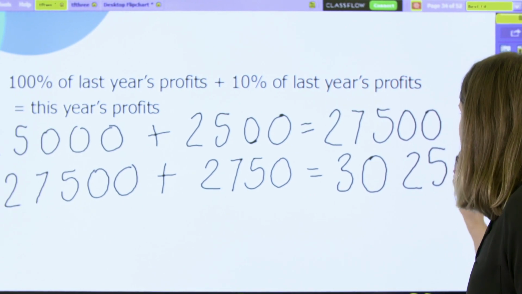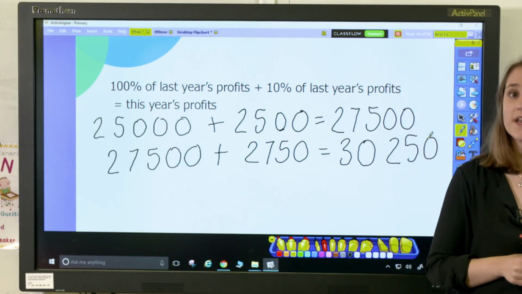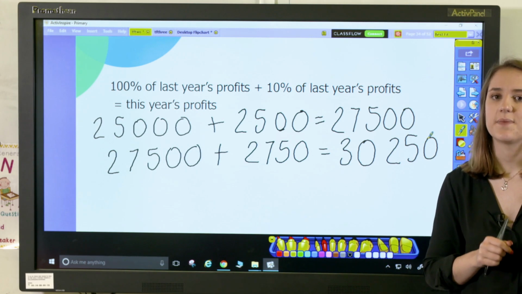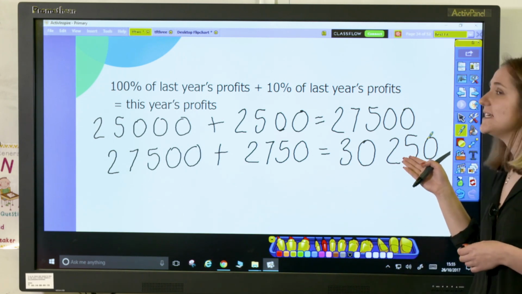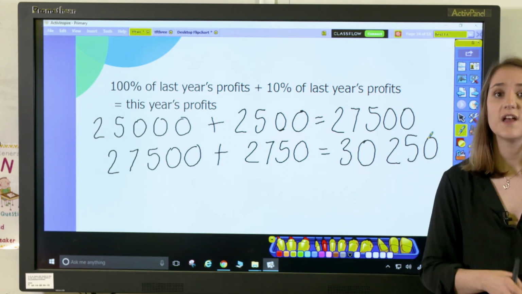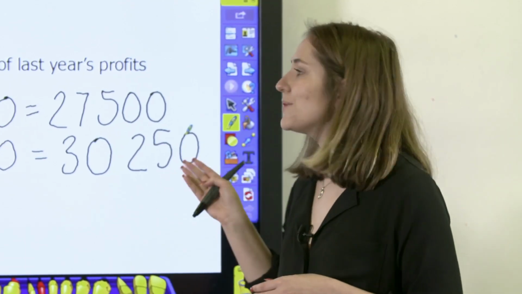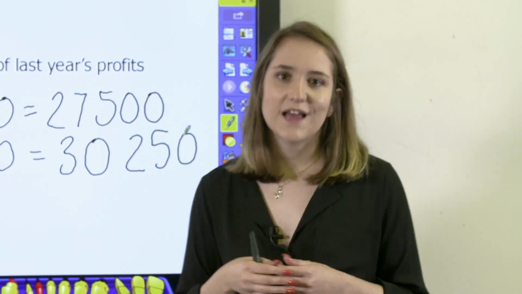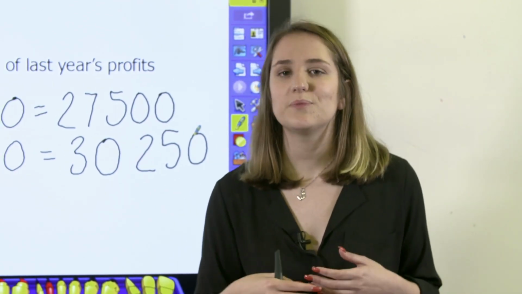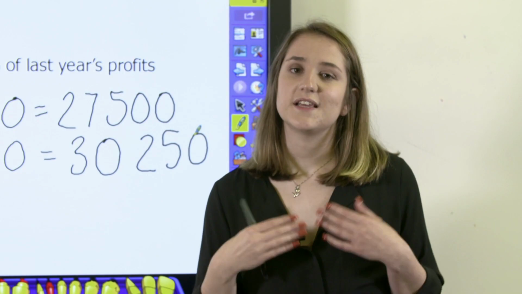30,250. So now we can see that we're never going to make exactly £30,000, and this is because we've now exceeded £30,000, and each year the profit is just going to grow. So that is how your pupils could approach a problem like this. So now you've seen 2 different problems which will help your pupils work at percentages at greater depth.